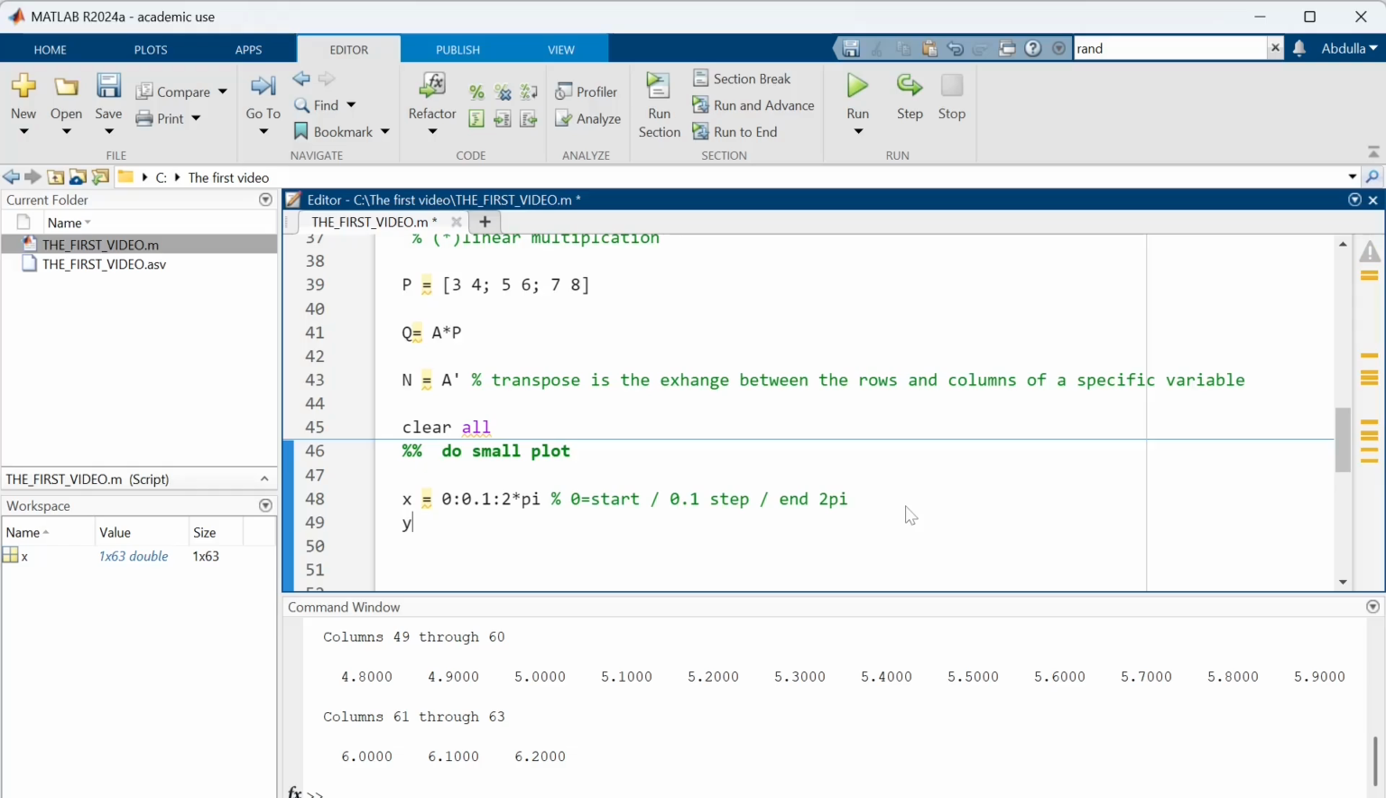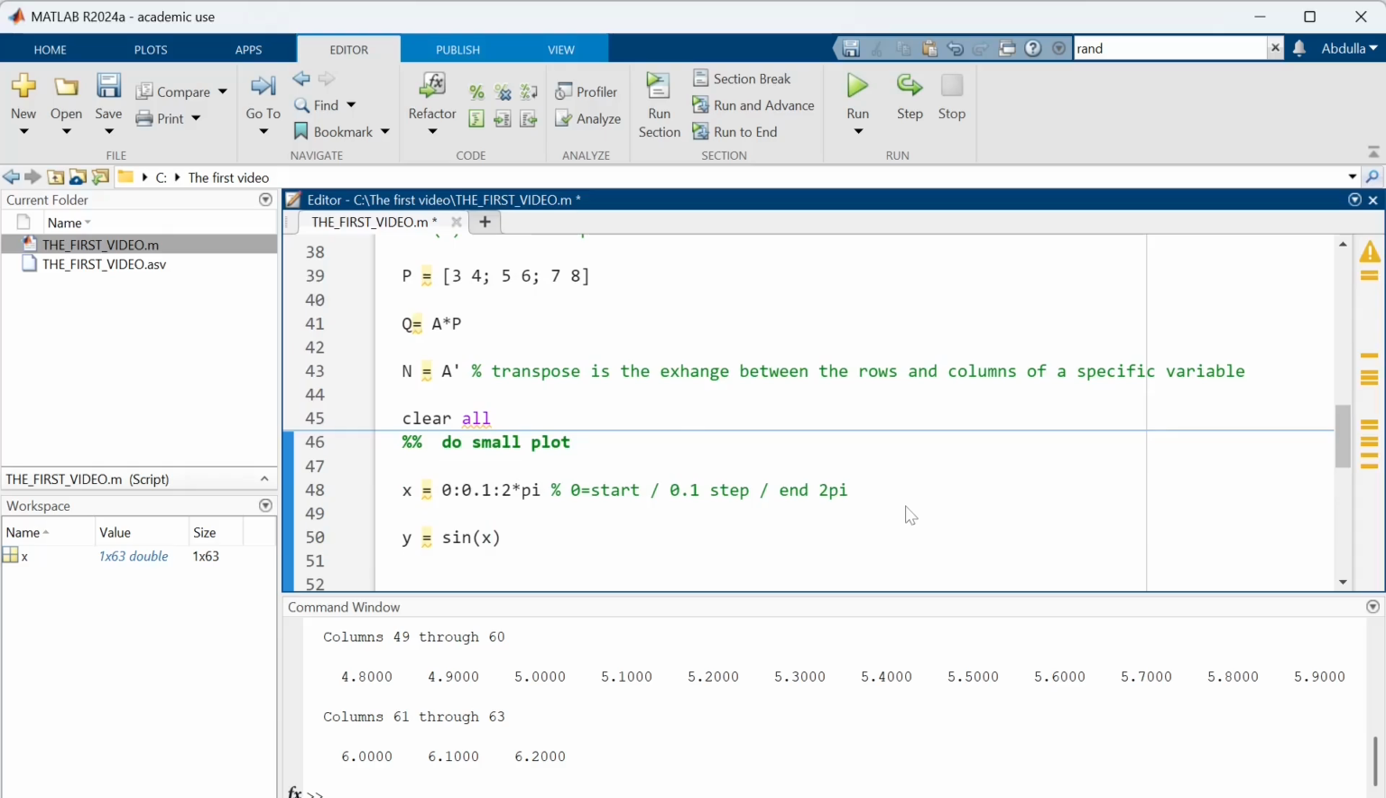Okay, let's write y equals sine x. And then finally the plot: plot(x,y). Okay, I want to suppress the output, so semicolon. I do trust those lines, but let's see the plot. I want to see the plot.